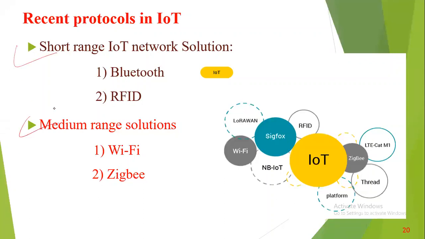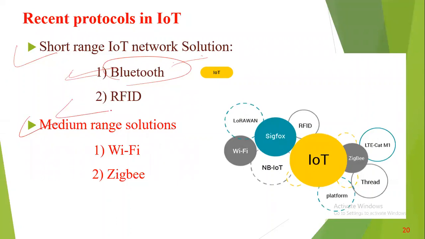As far as short range protocols are concerned, we have Bluetooth. By using Bluetooth, you can transfer data, but Bluetooth is normally used in wearable devices like smartwatches, smart headphones, microphones, etc. Mostly the wearable devices use Bluetooth technology. The problem with Bluetooth is that if you want to transfer a large amount of data frequently, it is not possible through Bluetooth.